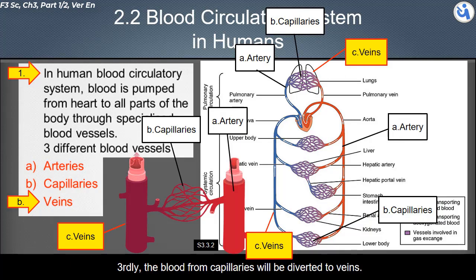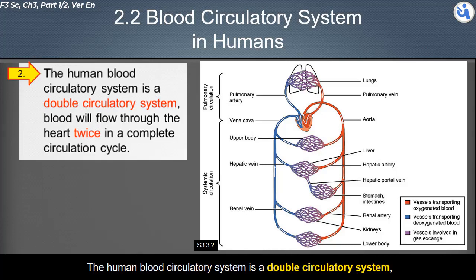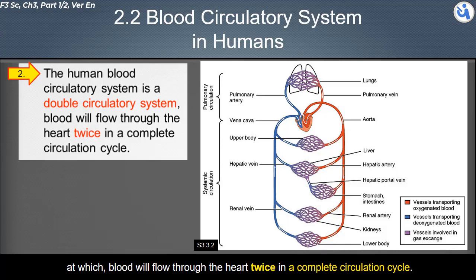Thirdly, the blood from capillaries will be diverted to veins, and blood will be diverted back to the heart again via veins. The human blood circulatory system is a double circulatory system, in which blood will flow through the heart twice in a complete circulation cycle.